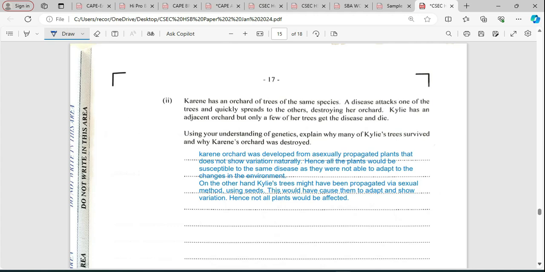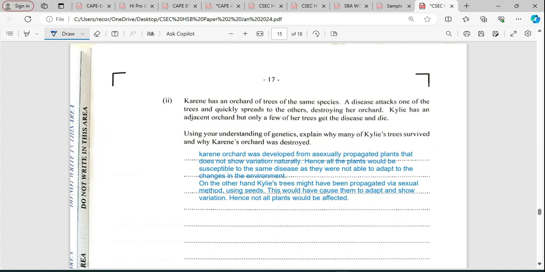Now, the first thing we need to know is that Karen's orchard was developed from an asexual method of propagation, and that does not show variation naturally unless we have things like mutation. Hence, all the plants would be susceptible to the same disease as they were not able to adapt to the changes in the environment. Now, let us not be confused with the terms adapt and natural selection. Organisms adapt to be able to survive with changes in the environment.